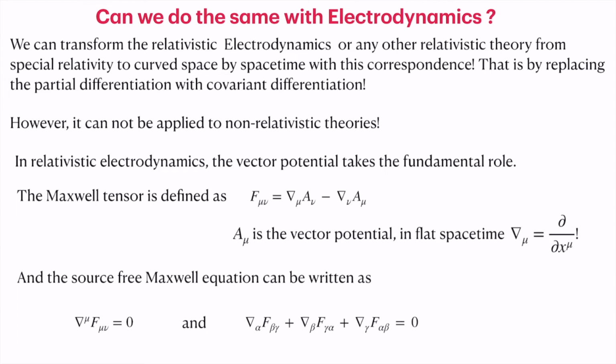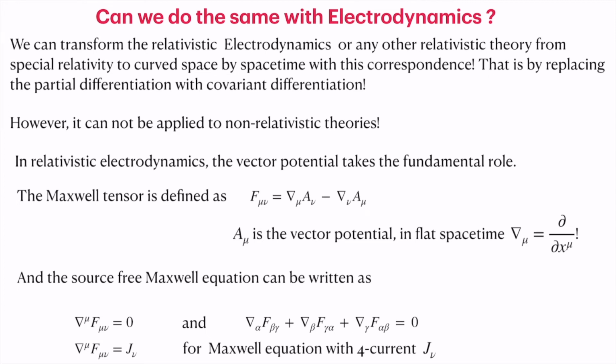The last one is a commutation relation, that is, differentiate f mu nu and then take the cyclic permutation, and that goes to 0. These two give you the source-free Maxwell's equations. On the other hand, Maxwell's equations with the 4-current density J mu, where electric charge density comes as the 0th component and current density comes as the spatial component, are given by the divergence of f mu nu equal to J mu, that is del mu f mu nu is equal to J mu. The other equation remains the same.